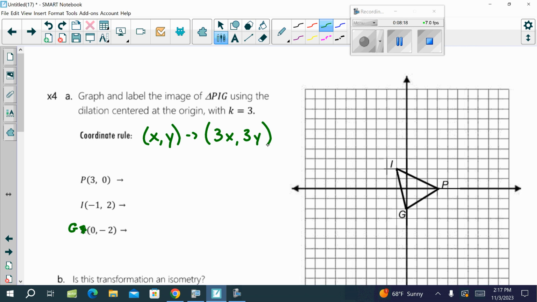And we're going to take each point and we're going to triple it. So if P starts at 3, 0, what's P prime going to be? 9, 0. I is at -1, 2. Multiply by 3, you get? Good. So I prime is at -3, 6. And then G is at 0, -2. So G prime will be at? Good. Now let's go graph it. So 9, 0.